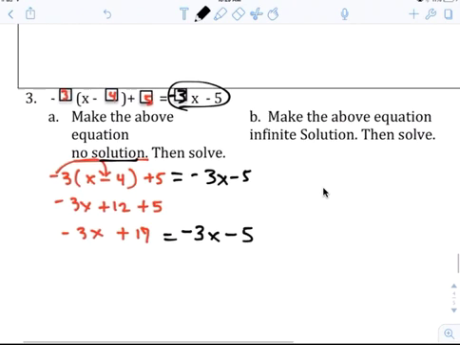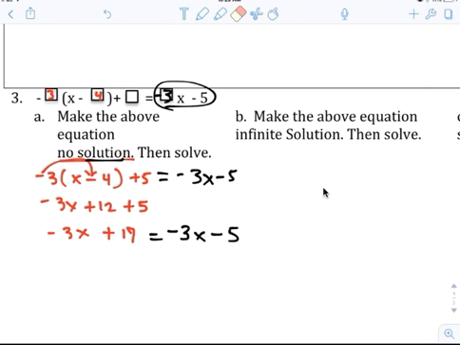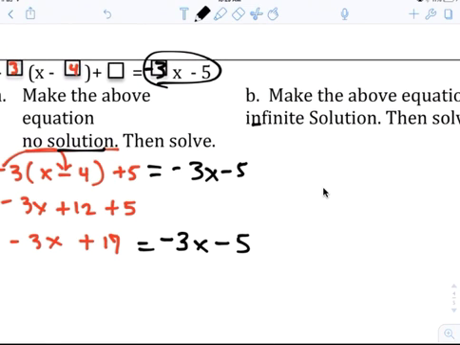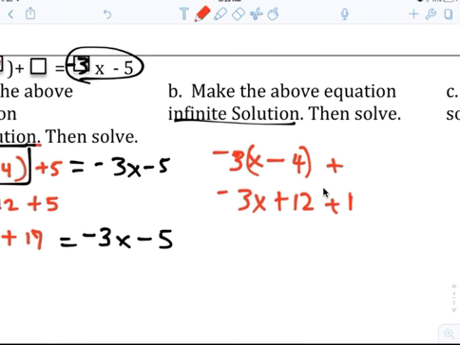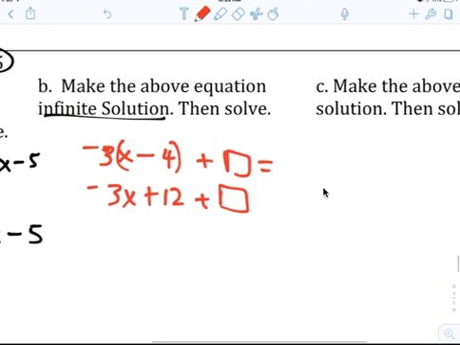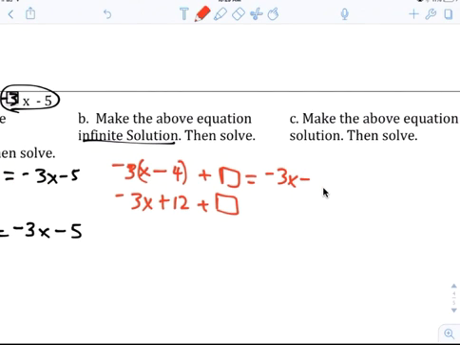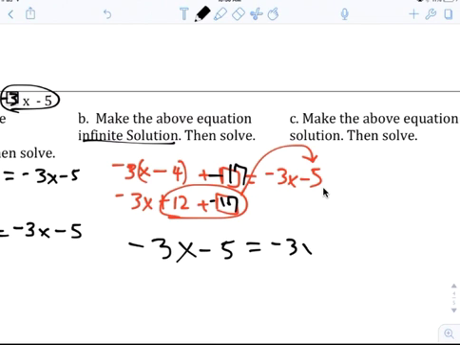Infinite solution. You need to be careful with infinite solution. You can't put this number in yet, because if you put that number, infinite solution has to be the same. So let's keep this the same. Negative 3x minus 4, you get negative 3x plus 12, okay, plus what number equals this negative 3x minus 5? So what number does 12 add to get that negative 5? Minus 17. So the missing number is negative 17 right there to make it negative 5. So this way you get negative 3x minus 5 equals negative 3x minus 5.